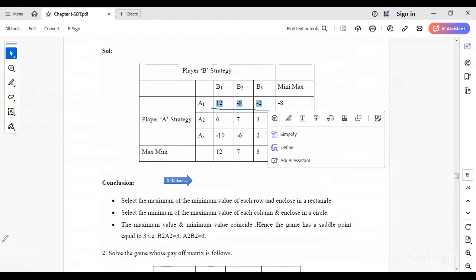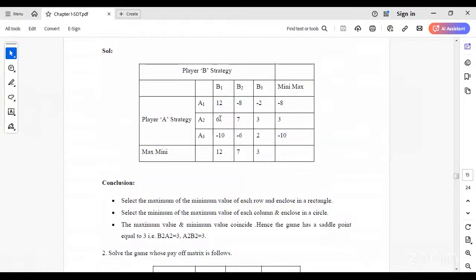So minus 8 is the minimum. When you see the problem, minus 2 may look like the minimum value, but not minus 2; minus 8 is the minimum value. Then 6, 7, 3: the minimum value is 3. Then minus 10, minus 6, then 2: minus 10 is the minimum value. So minus 8, 3, minus 10, these are the values.